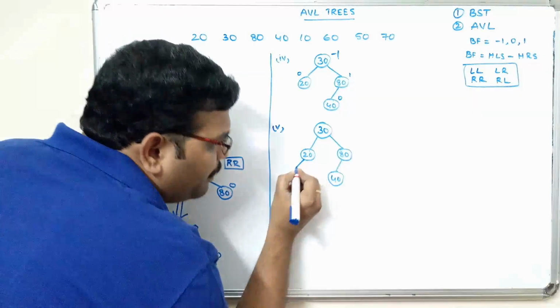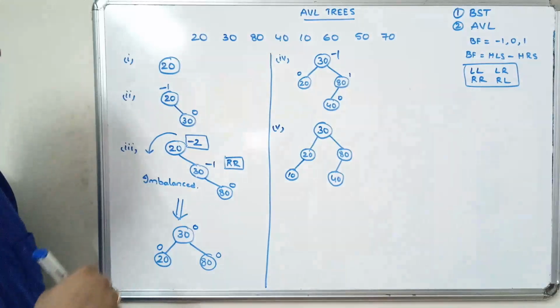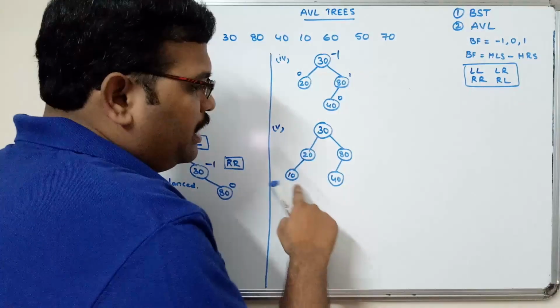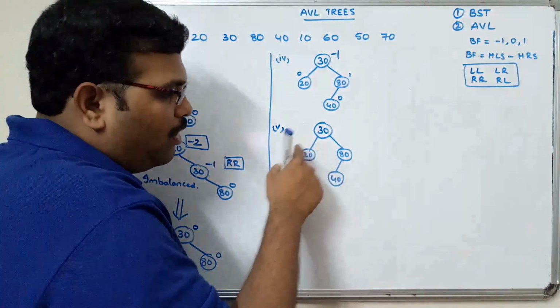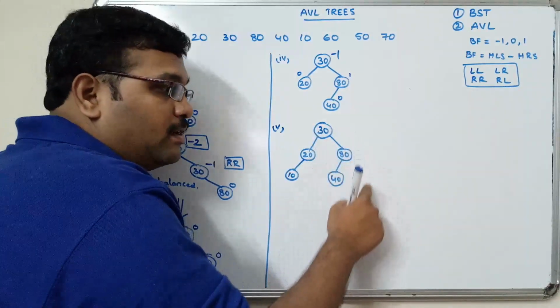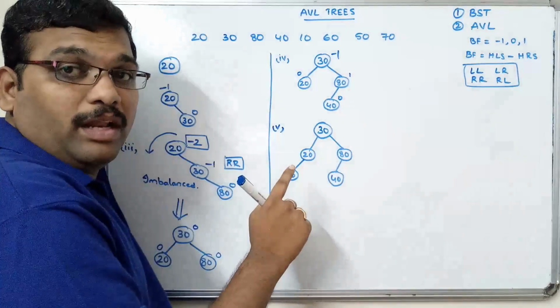So 10 should be placed towards the left hand side. Right? So now it obeys the BST because all the elements of the left subtree are less than the root element and all the elements of the right subtree are greater than the root element, right?